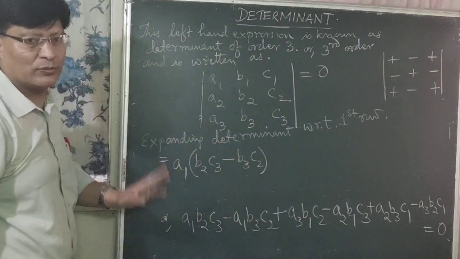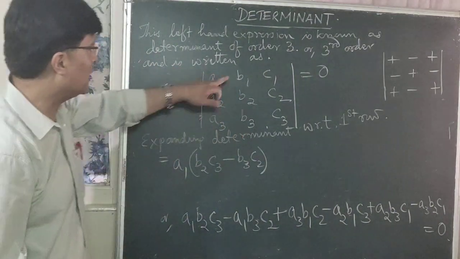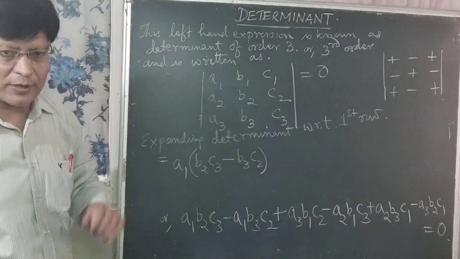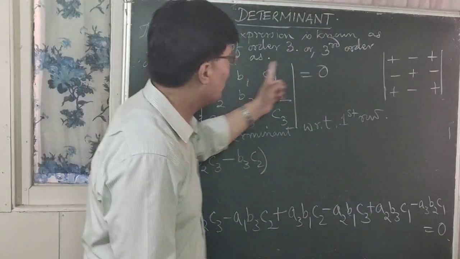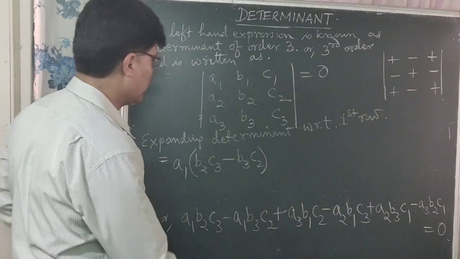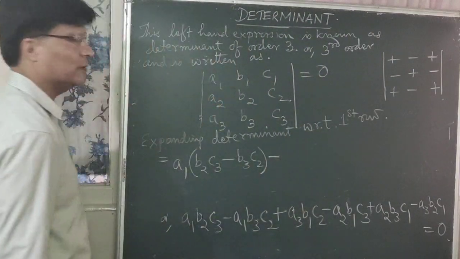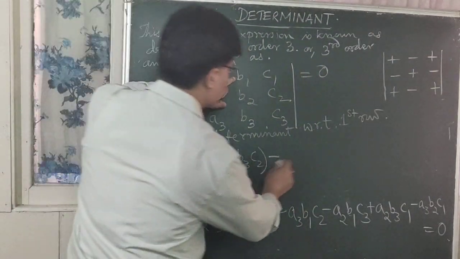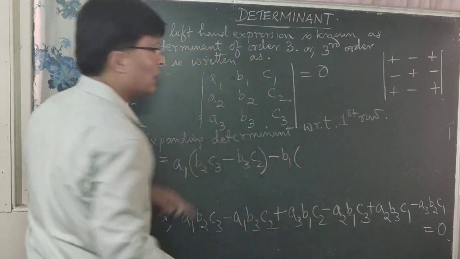B3 C2. Clear भयो? Okay. Next comes B1. First को काम सक्यो. Now B1 छ भने कुन चाहिँ साइन लिनु पर्यो? Minus. Let us take minus sign here. Okay? So minus B1.